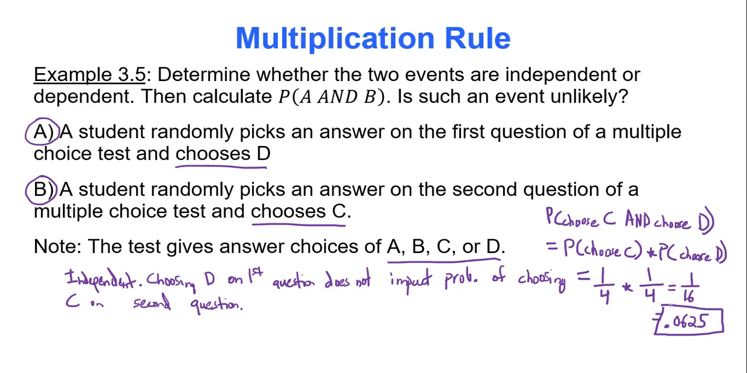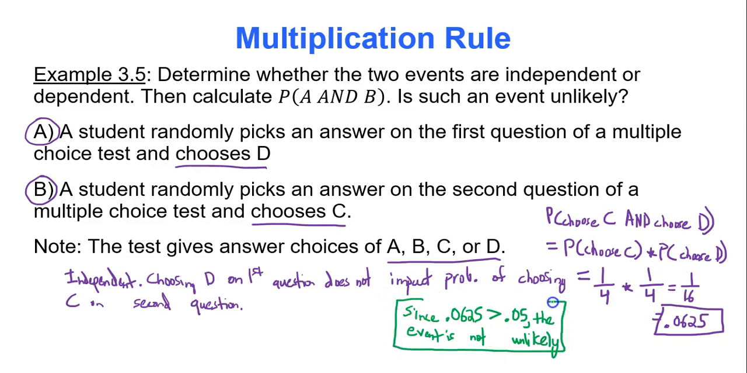And then they want to know if this event is unlikely. The definition of unlikely is if the probability is less than 0.05, so I'll say since 0.0625 is greater than 0.05, the event is not unlikely. It's got to be less than 0.05 to be unlikely. So that answers all the questions here.